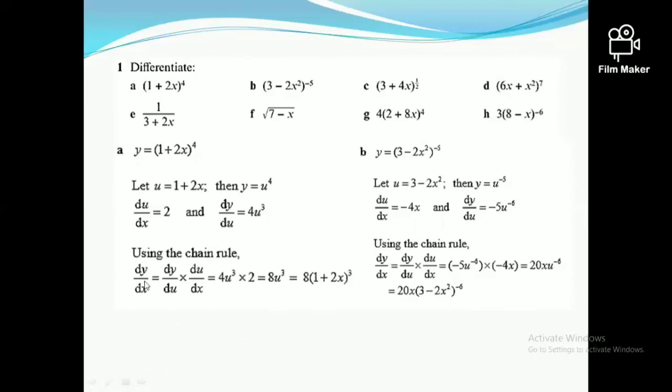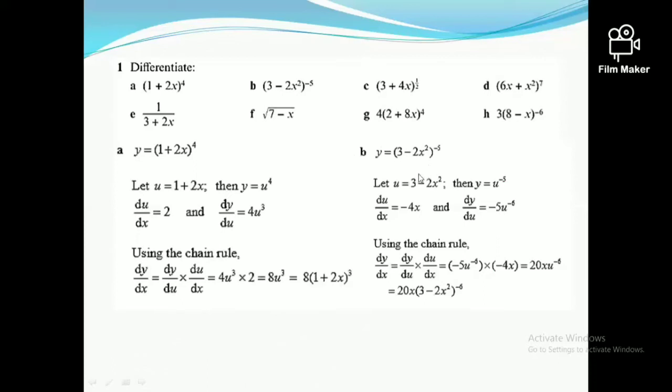Then we can write dy by dx equals dy by du into du by dx. We know that dy by du is 4u cubed, into du by dx, which is 2. That is 8u cubed. We know that u is 1 plus 2x. Therefore, the differentiation of (1 plus 2x) to the power 4 is 8 times (1 plus 2x) to the power 3. Right. The next example: we need to obtain the differentiation of (3 minus 2x squared) to the power minus 5.